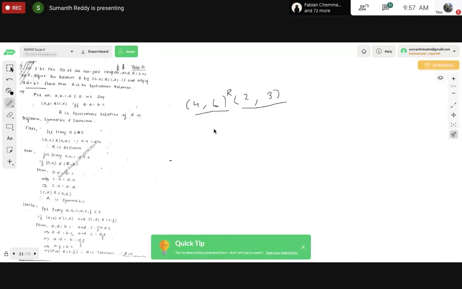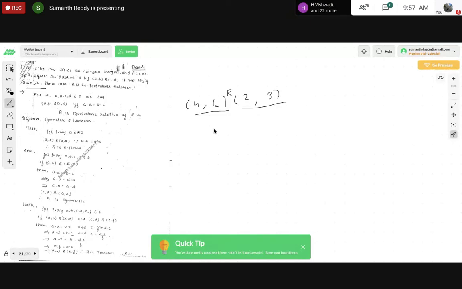One more thing, students: don't think that this will always be an equivalence relation. In every problem, you should not blindly think that you simply have to write it is reflexive, symmetric, transitive, and hence equivalence. No. Some of the operations he gives won't satisfy one of the properties. Even if one property is not satisfied, then it can't be an equivalence relation.